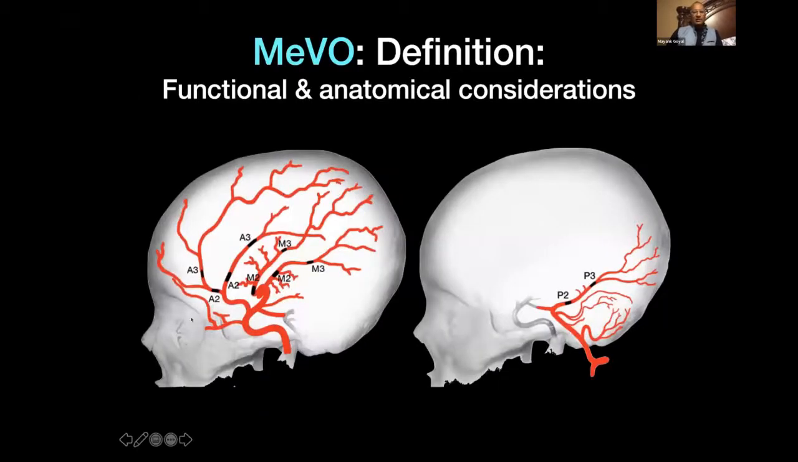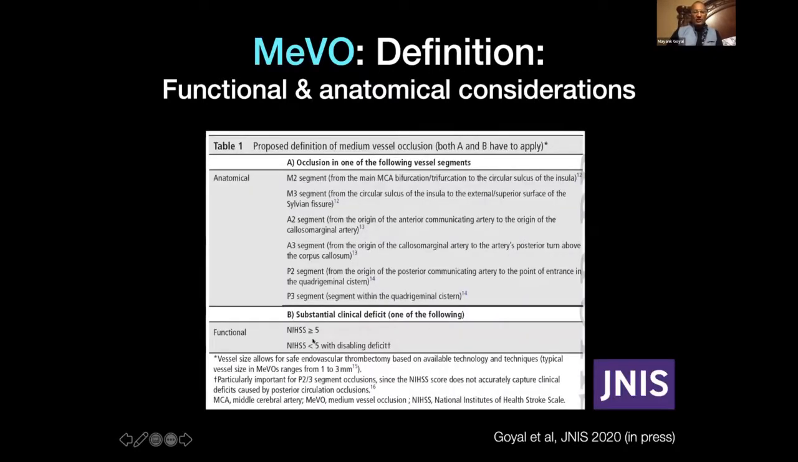In this article, we defined it as, first, there has to be an occlusion, which could be A2, A3, M2, M3, or a P2, P3. Some people think that if it's a large combined PICA-type branch, that could also be considered MeVO. But frankly, at the current moment, based on technology, most people will not think of cerebellar branches as a MeVO. In addition to the occlusion, you also have to think about a corresponding clinical deficit.